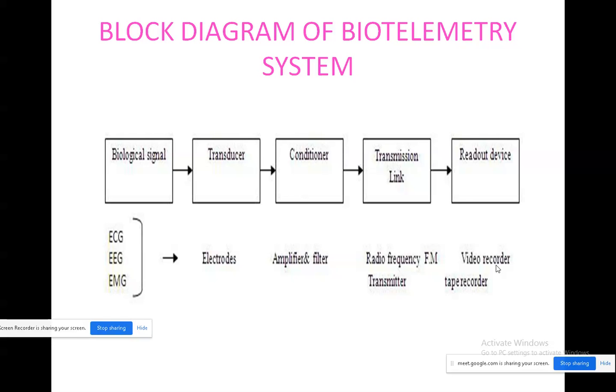Through the video recorder. Readout device means, for example, a tape recorder or video recorder. Whatever bio signals are collected will be stored or saved in the recorder, and then sent to the receiver side, that is the doctor.